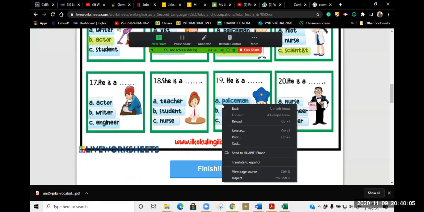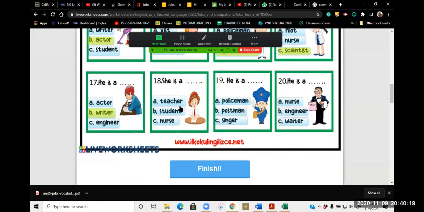He is an actor, writer, or engineer? Writer. It says writer. Very good. She is a student. Student. Double the S, so that an E doesn't come out before it. Student. Very good. Next one. He is a postman. Postman. Cartero.